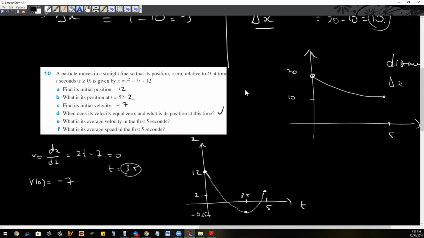What is the average velocity in the first 5 seconds? Well, average velocity is change in displacement, right? So 12, 2. Just final position minus initial position. That's 2 minus 12, so that's equal to minus 10. So the answer is minus 10 on 5. So it's minus 2.